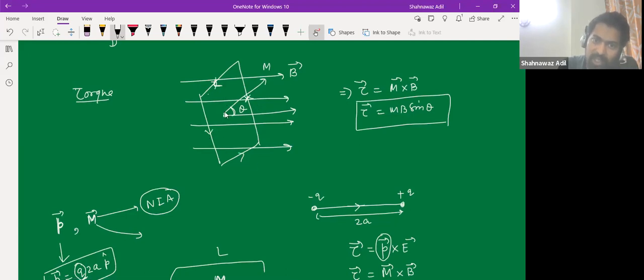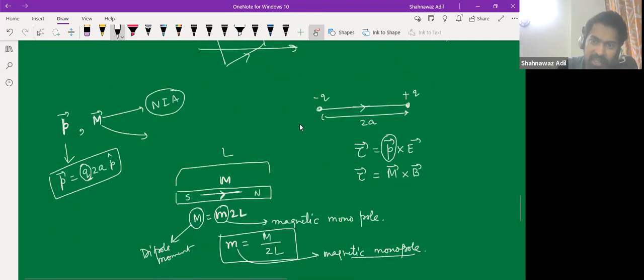So this loop will create a torque, and that torque would be this thing, which is very analogous to the electric effect. And as we had this charge monopole, so charge we can write as plus Q and minus Q. Can we write the magnetic monopole? Can we write that? We cannot.